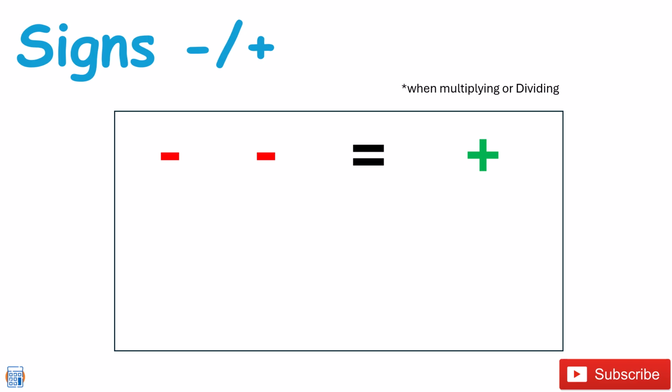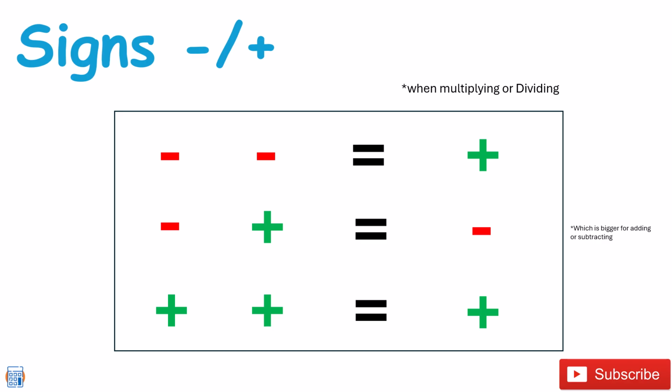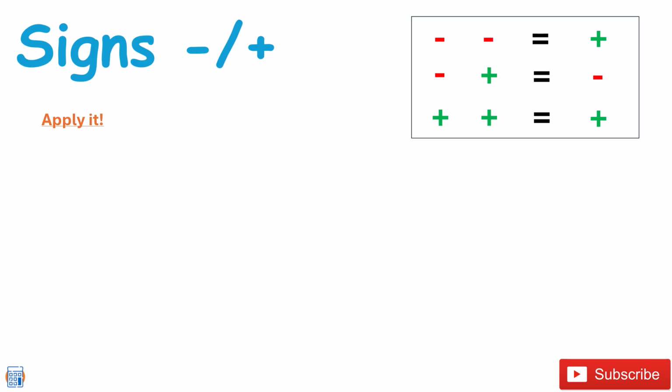Now, I'll go through the other 2 rules. A minus and a plus, if you times them together, the minus does overtake, and you end up with a minus. This is different for adding and subtracting, so try not to get confused with that. If you have 2 positives, you do end up with a positive as well. So let's actually start applying it now. Using these rules at the top right, I'm going to give you an equation, and I would like for you to pick which one is the correct answer.